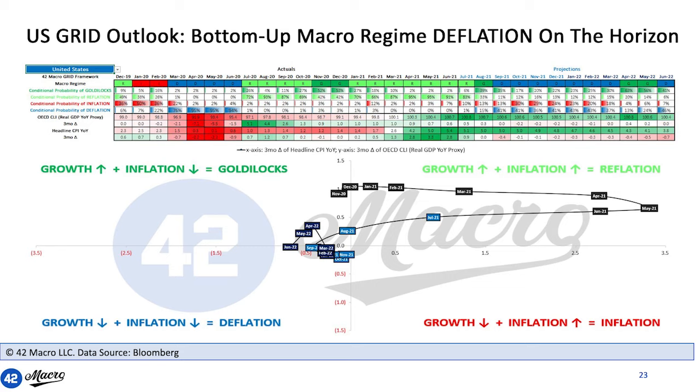On slide 23, getting into our grid outlook. So this is the US grid outlook. So we're obviously transitioning again from a long sequence of reflation to an extended sequence of deflation in terms of the US economy. That's likely to commence in September.